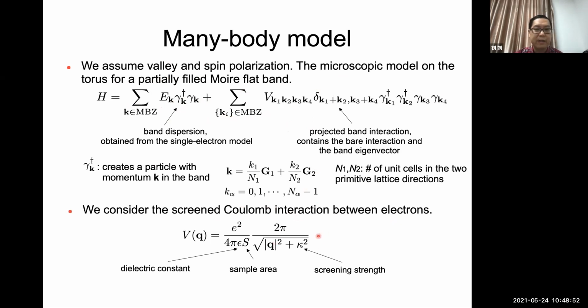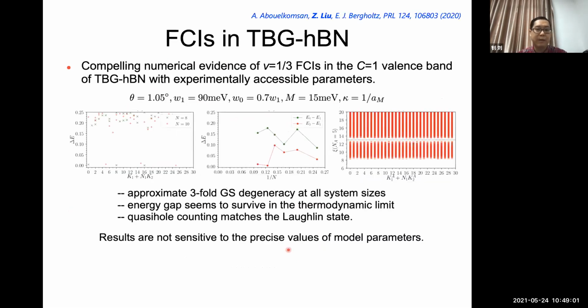And here we model the screening by the Yukawa potential. Okay, so here are the numerical results. First, we check the Chern number 1 valence band in the twisted bilayer graphene aligned with boron nitride, and we set a filling factor at 1/3. And in this case, we indeed find compelling numerical evidence of the Laughlin fractional Chern insulators.